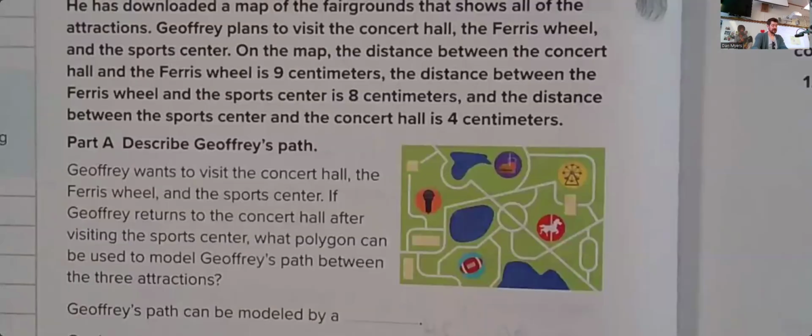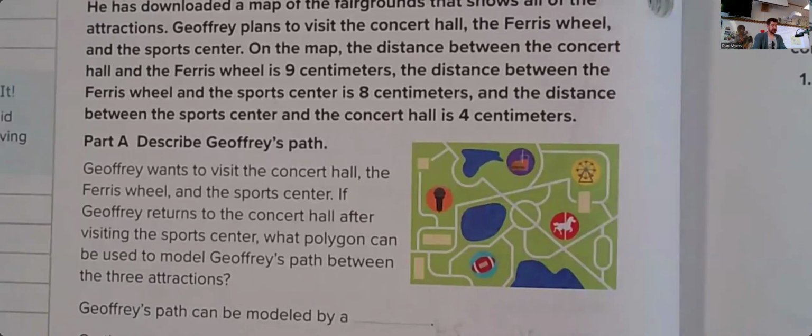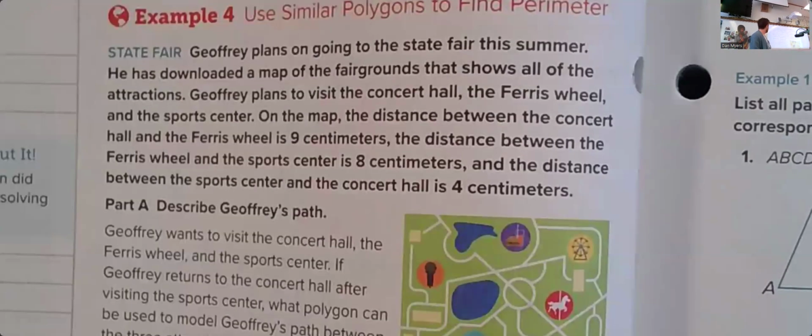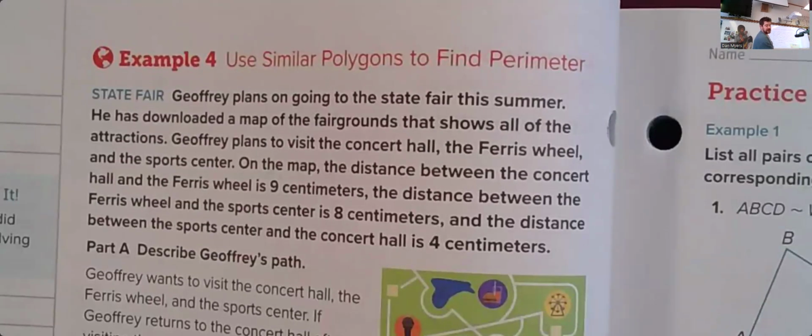So let's turn the page. Last one. Yeah, this is actually just one example with a lot of words. Okay. This actually won't take very long. Here we go. Use similar polygons to find perimeter. All right. Here comes Jeffrey.